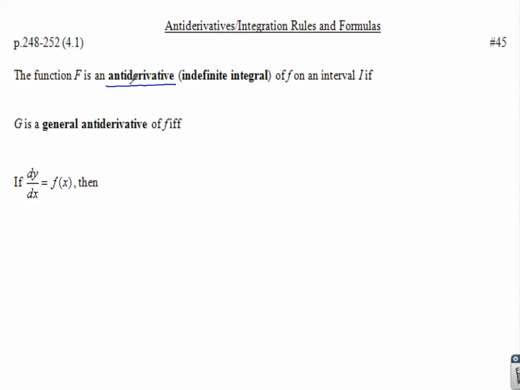Antiderivative. If you break this word down, we know the word derivative. We've been doing derivatives now for quite a while in calculus, but now we're taking a prefix to it, anti. Antiderivative, not the derivative, opposite of the derivative. Think of it like this.